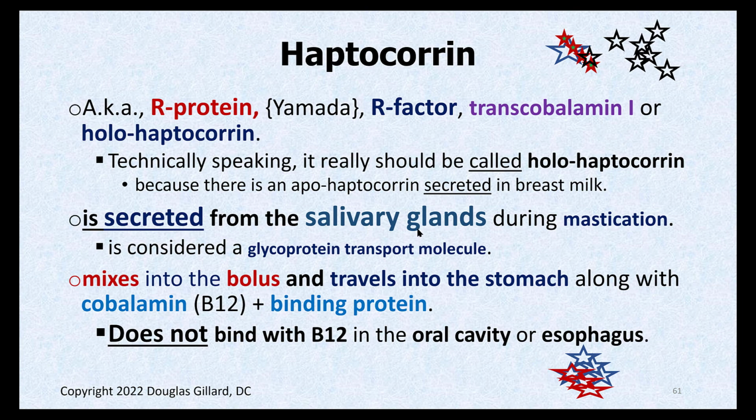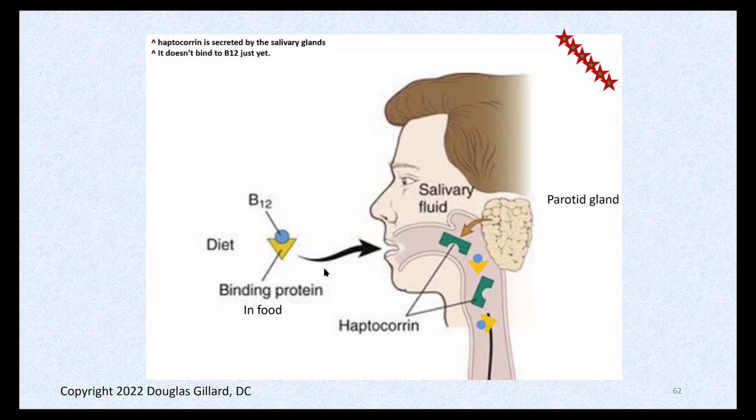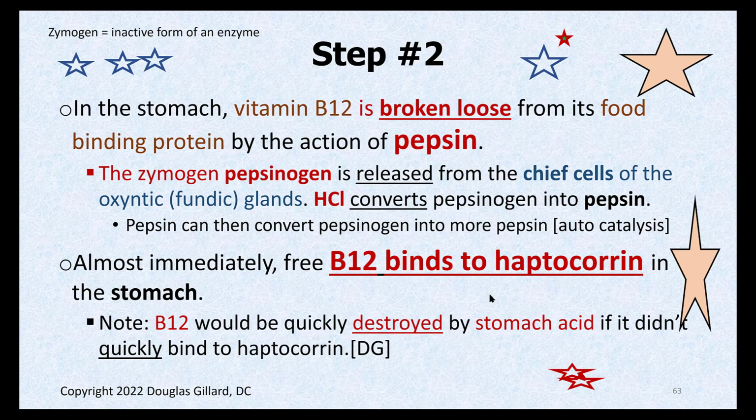So it's secreted from salivary glands, and it gets mixed in with the chewed up egg. Maybe some toast in there, eat an egg and toast together. It does not bind to the vitamin B12 yet. So you swallow your food, and down the hatch goes the B12. There's the triangle, or the B12 is the blue circle, with food-binding protein combined. Down the hatch they go together. Haptocorin, kind of naked, goes down there together. And they go kerplunk into the stomach, into the acidy environment of the stomach.